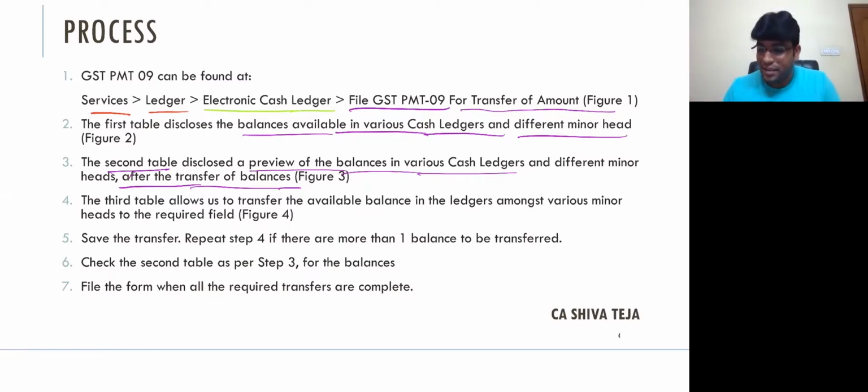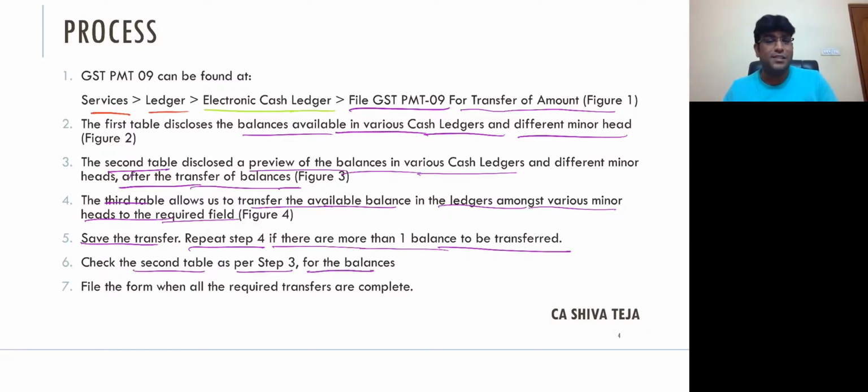Don't worry. The third table allows us to transfer the available balance in the ledgers amongst various minor heads to the required fields. Save the transfer. Repeat step 4 again if there are more than one balance to be transferred. Check the second table as per step 3 for the balances and file the form when all the required transfers are complete. When all the required transfers are complete, you can go ahead and submit the form.